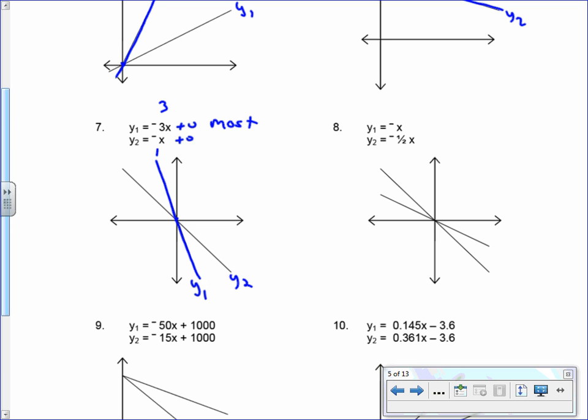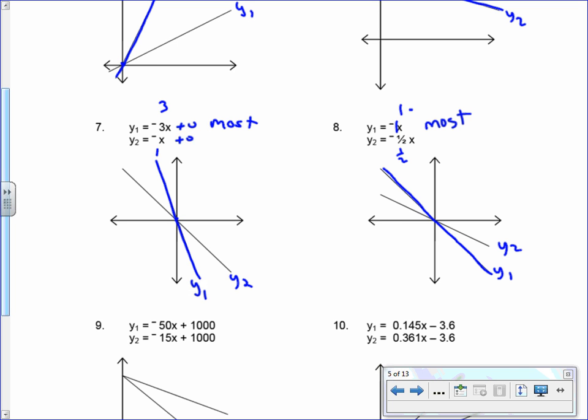Number 8. They're both negative slopes. I want to think about the number without the negative. That's a 1 and a 1/2. Which number is bigger? 1 is bigger, so y1 is the most steep. This line that I'm tracing in blue is the most steep, and the other one is y2.